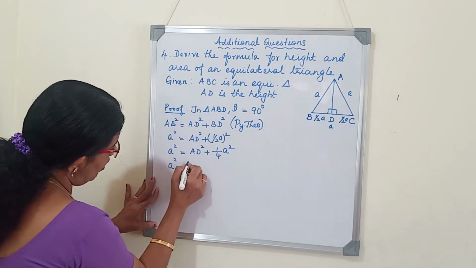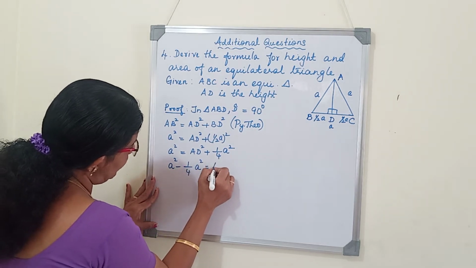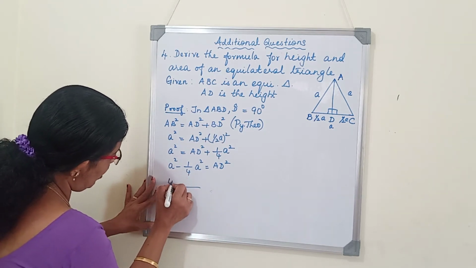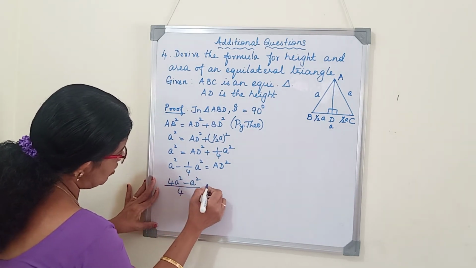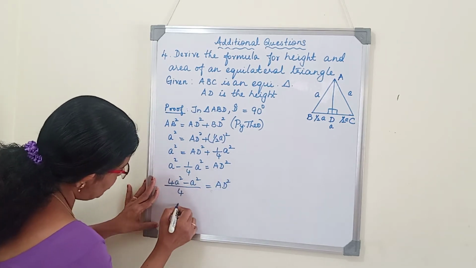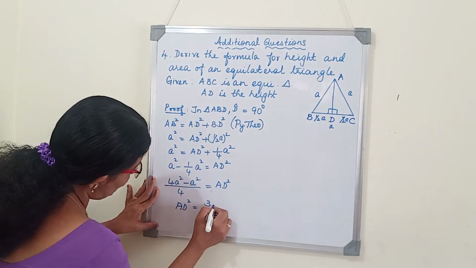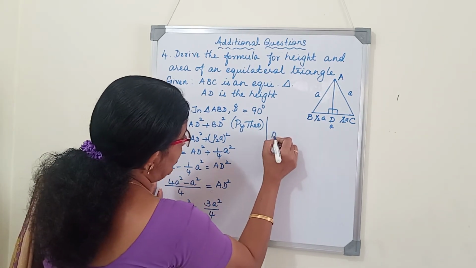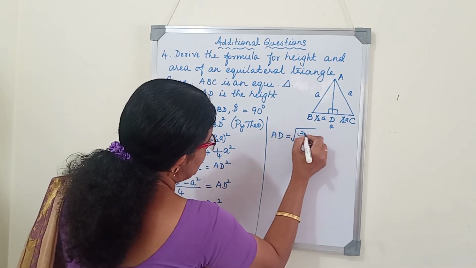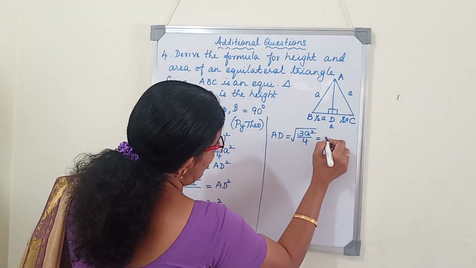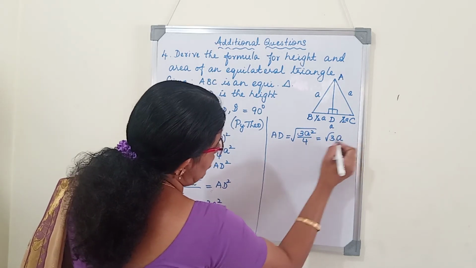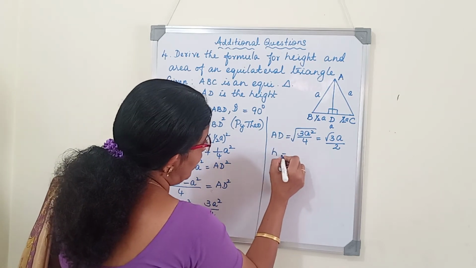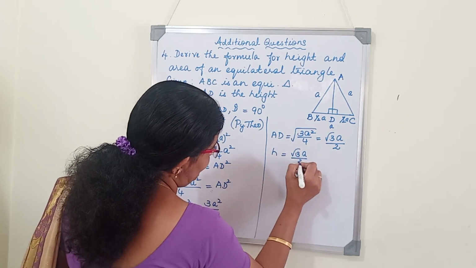A square equals AD square plus 1 by 4 A square. A square minus 1 by 4 A square is equal to AD square. Taking LCM, 4 is the LCM, so 4A square minus A square is 3A square, and AD square equals 3A square by 4. AD equals the square root of 3A square by 4. Square root of 3 stays as it is, square root of A square is A and square root of 4 is 2. So for any equilateral triangle, the height is root 3A by 2.